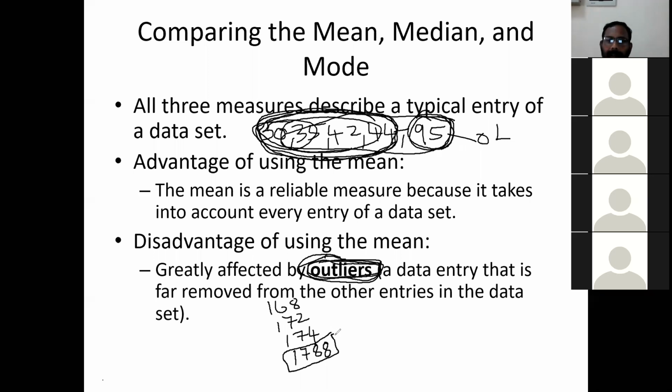What do you think about this value? It differs far from the other values. Normally, is there a person with 1788 centimeter? This is in centimeter. If it is centimeter, what is the height of this person in meters? 17.88 meters. No one in the world has that height, right?